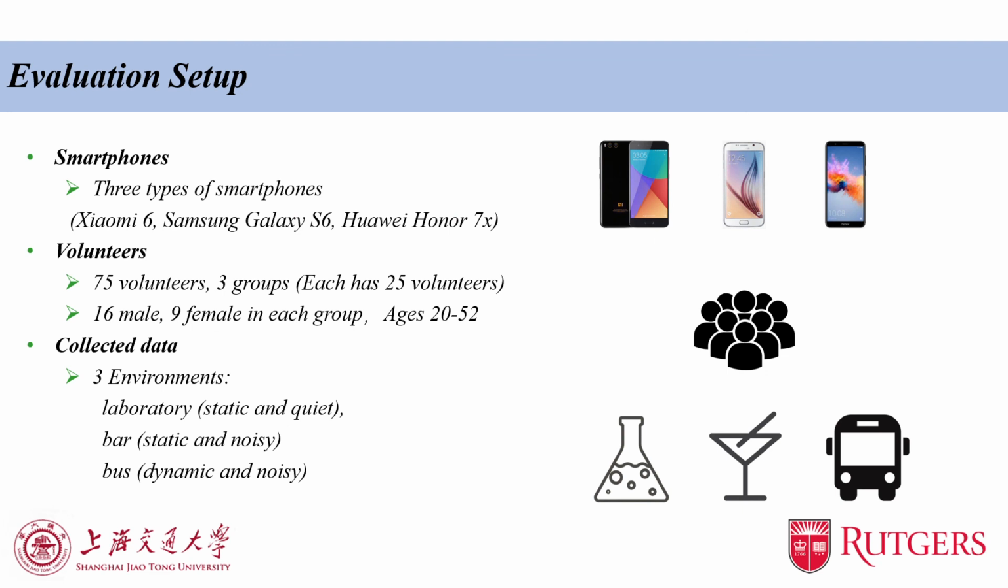To evaluate our system, we use 3 different types of smartphones as shown here, and totally 75 volunteers are recruited. They are further divided into 3 groups, each with 25 volunteers, to conduct experiments in 3 different environments respectively. The environments are lab, bar, and boss, with different level of vibration noises.